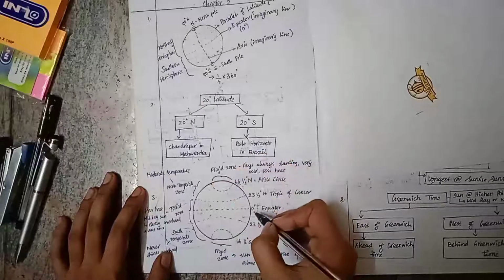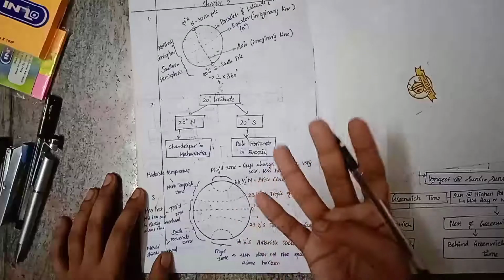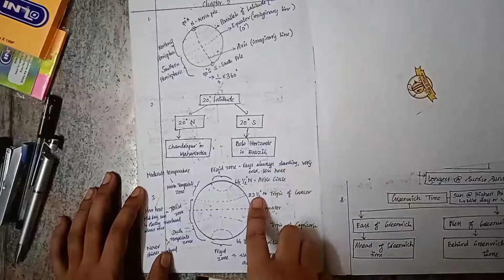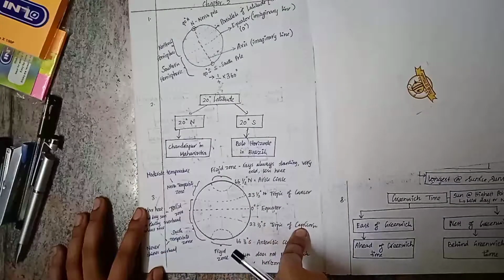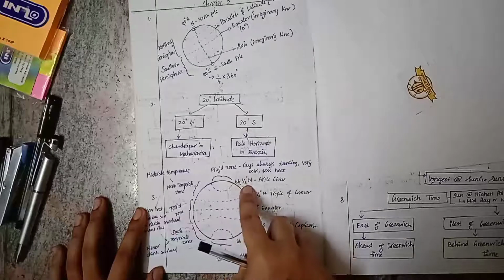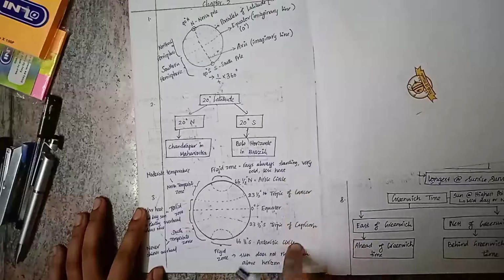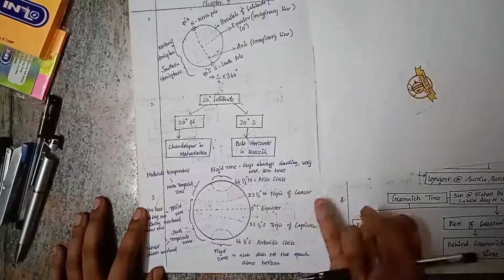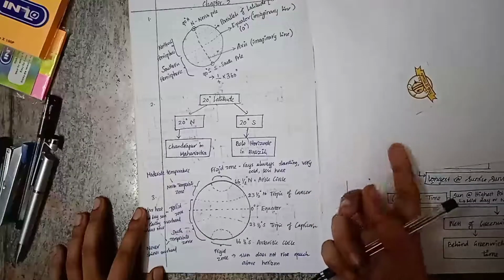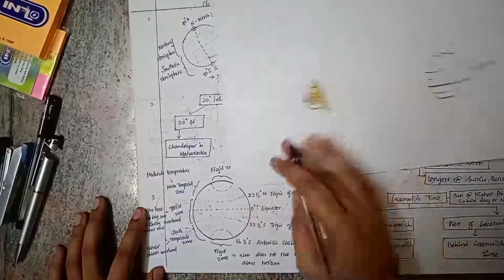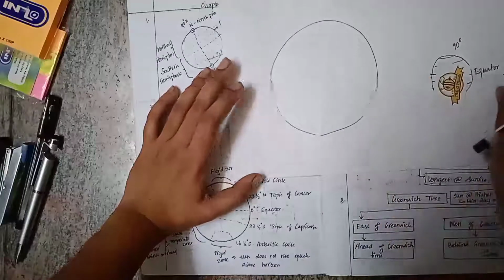Then we have 0 degree, the Equator, which is an important latitude. Then we have four other important latitudes. One is 23.5 north, called the Tropic of Cancer, and 23.5 south, called the Tropic of Capricorn. Then 66.5 north is called the Arctic Circle, and 66.5 south is called the Antarctic Circle. These are the most important latitudes.